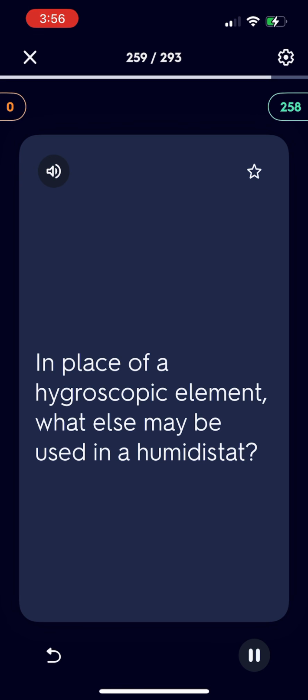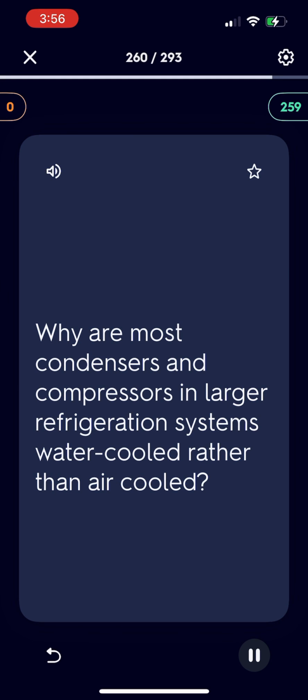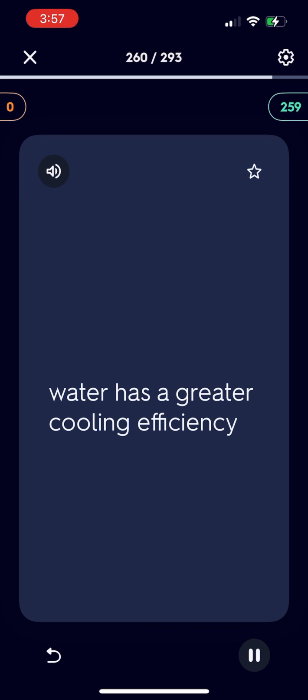In place of a hygroscopic element, what else may be used in a humidistat? An electrolytic hygrometer cell. Why are most condensers and compressors in larger refrigeration systems water-cooled rather than air-cooled? Water has a greater cooling efficiency.